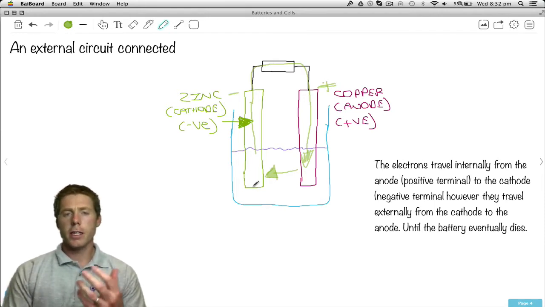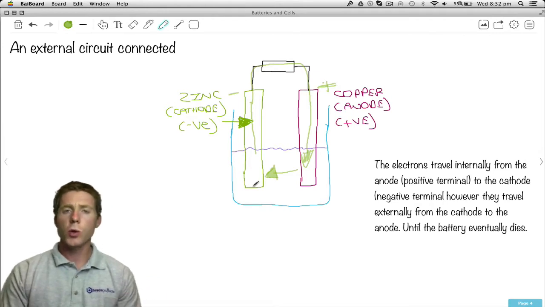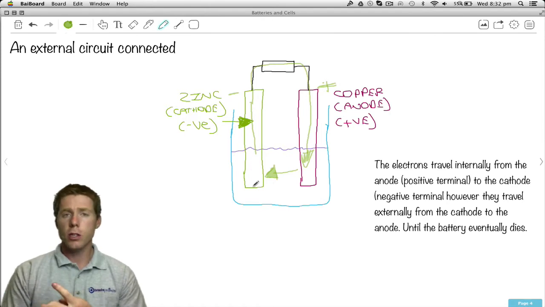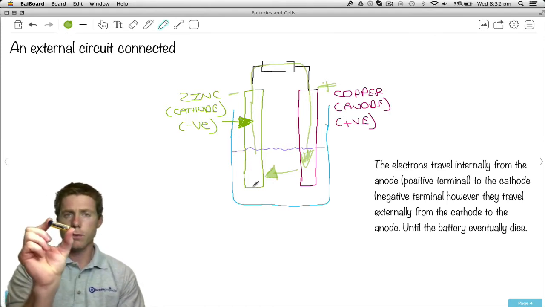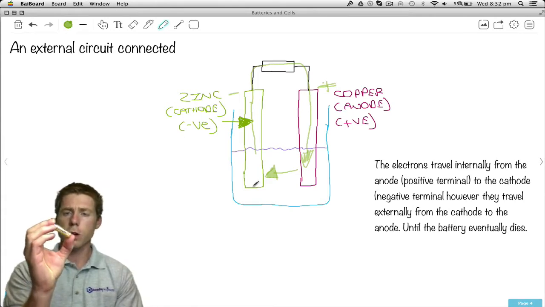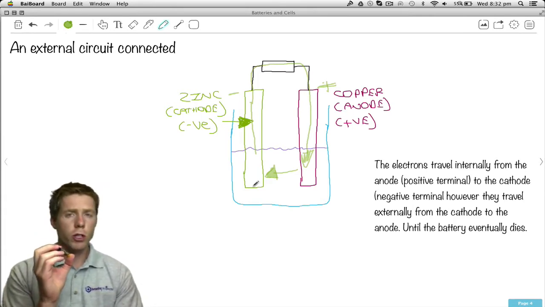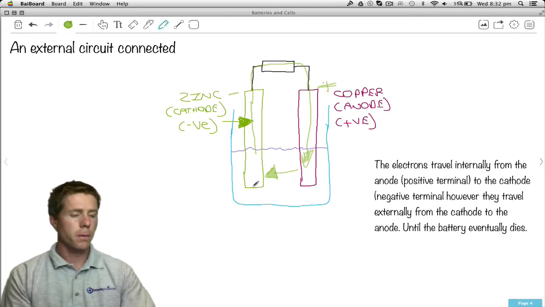So I did make a note in the very first page that there's two types of batteries. There's primary batteries or primary cells and secondary cells. The difference between a primary and secondary is that, for example, this is a primary AA cell right here. These ones you cannot recharge. So once they're dead, you just throw them out.